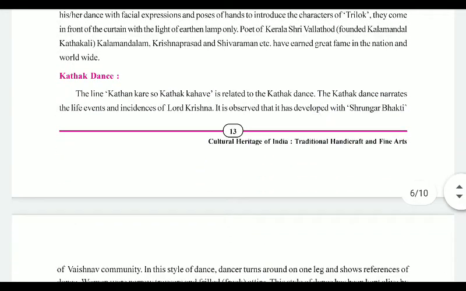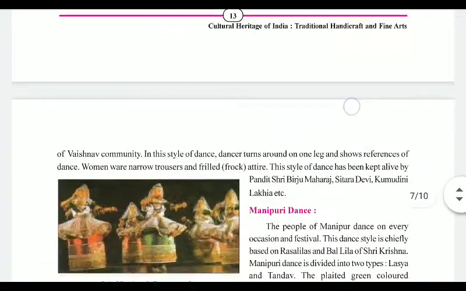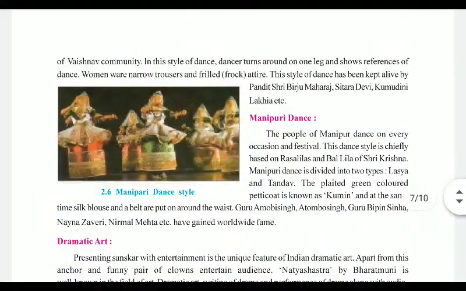Kathak dance, the line Kathak also Kathak Kahave, is related to the Kathak dance. The Kathak dance narrated the life events and incidents of Lord Krishna. It is observed that it developed with the Sharangi Bhakti, Shuronagar Bhakti. In the Vaishnav community's style of the dance, the dancer performs around one leg to show the reference of the dance. Women wear narrow trousers and a frilled attire. These styles of dance have been kept alive by Pandit Sri Birju Maharaj, Sitara Devi, and Kaumudini Lakhia.